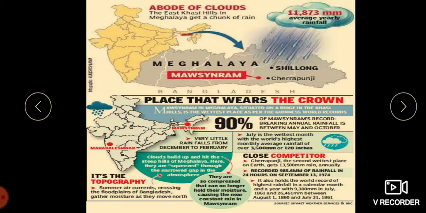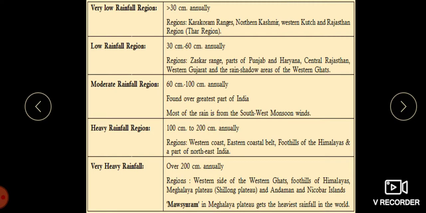Secondly, we have areas with medium rainfall, where we get 50 to 100 centimeters of rainfall. It is a long belt which extends from northern Punjab to the Cape of Kanyakumari. It is broader in the north and narrower in peninsular India between the Western Ghats and the Eastern Ghats. And the areas with heavy rainfall get 100 to 250 centimeters.